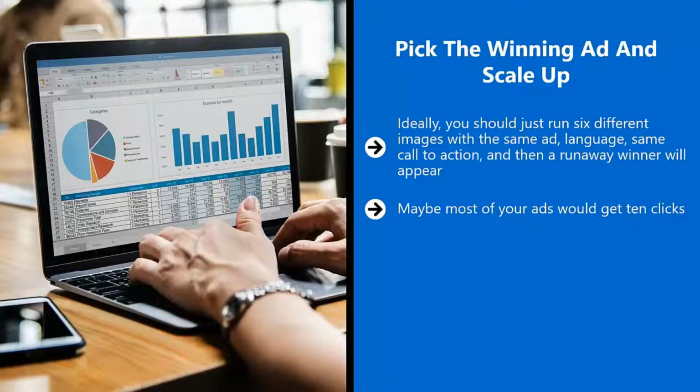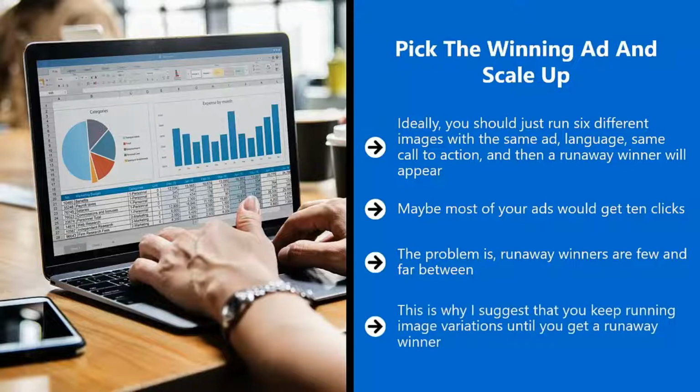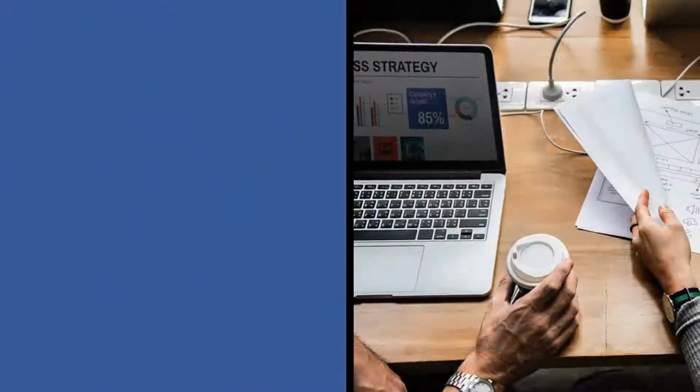That's a runaway winner. The problem is runaway winners are few and far between. Usually the difference between variations doesn't exceed 10 to 25%. You're lucky if it goes over that threshold. This is why I suggest that you keep running image variations until you get a runaway winner. That's when you know that the image is spot on.